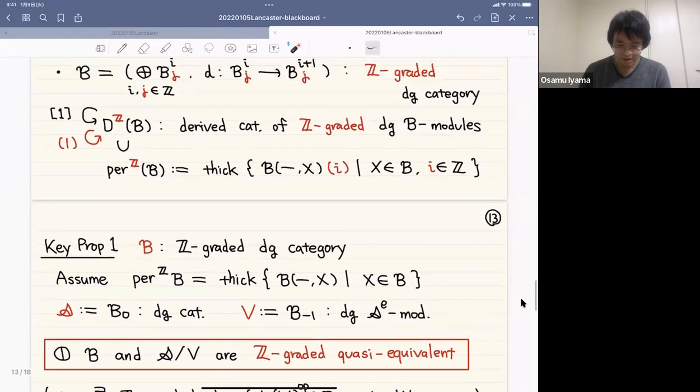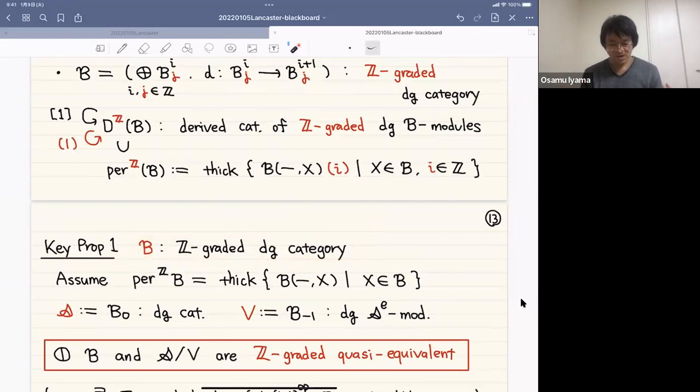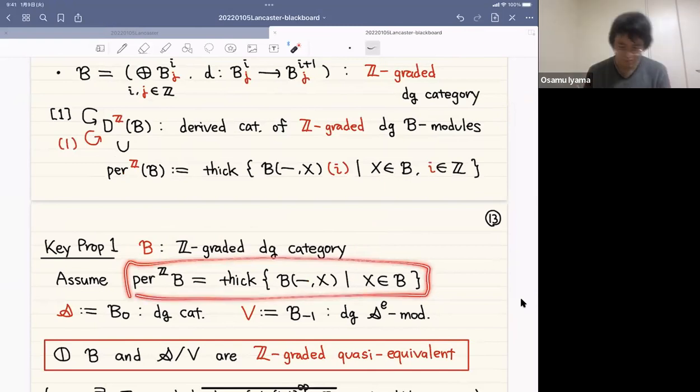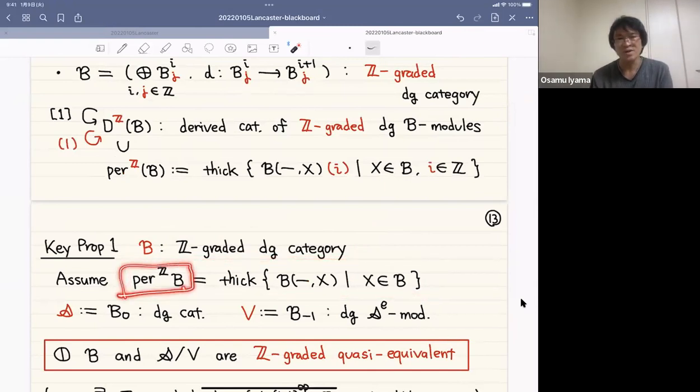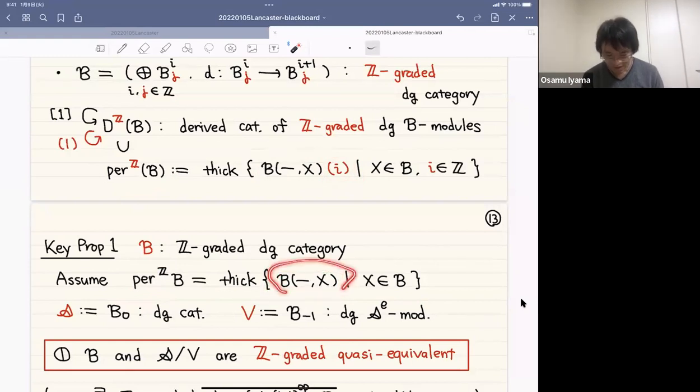So now let me explain the key proposition. We start with a Z-graded DG category B, and now we assume one crucial assumption. This assumption is very important. The Z-graded perfect derived category is generated by just the representable functors over B as a triangulated subcategory. This assumption is very strong. Usually, the Z-graded perfect derived category is generated by degree shifts of all representable functors. This is the definition. So we need degree shifts to generate it. But here we assume that just the degree 0 representable functors, without any degree shift, generate the perfect derived category. This is a very crucial assumption.